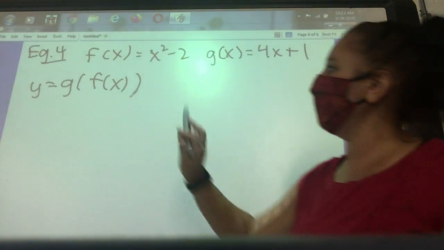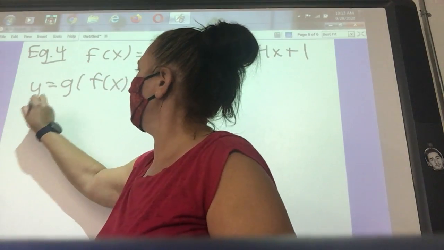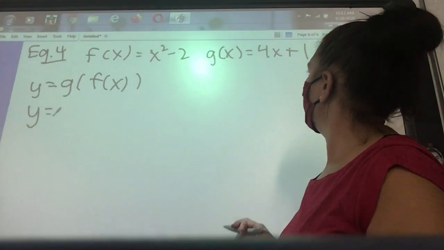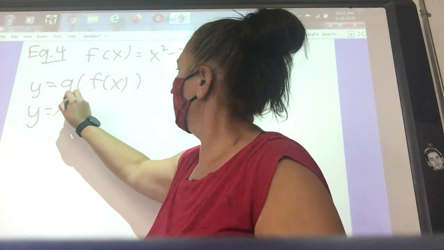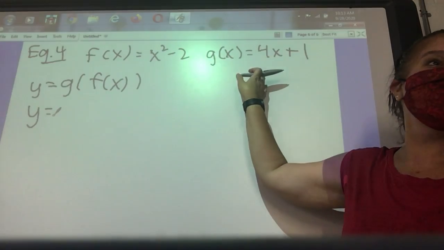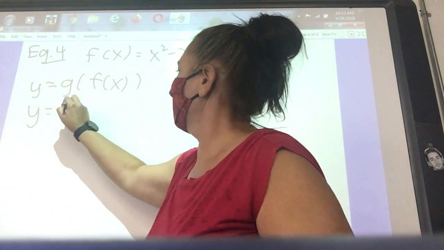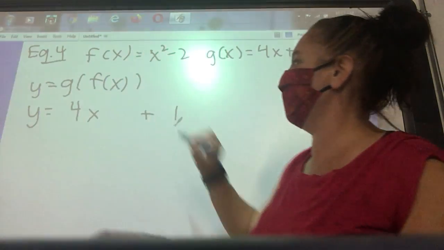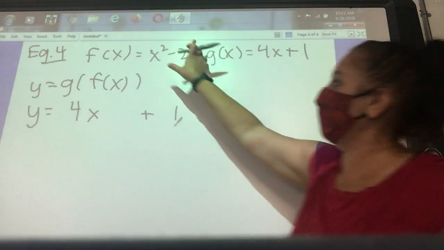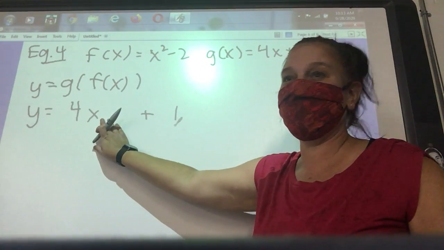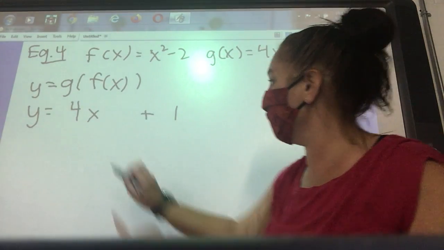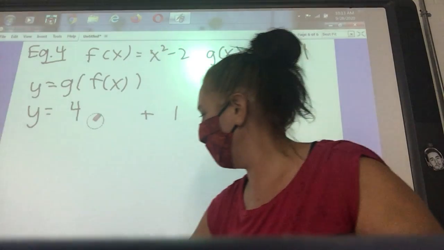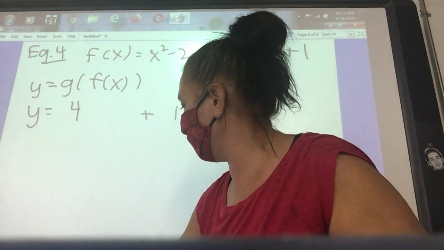So we are putting the f function into the g function. What's the g function, Ben? What's on the board? The g function is, again, don't write this down yet. That's the g function, but we're putting the f into the g. So we replace the x here with, good, x squared minus 2.